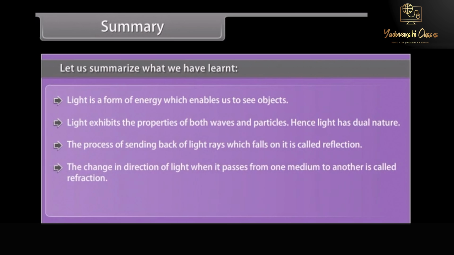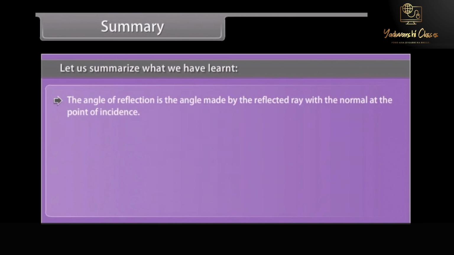The change in direction of light when it passes from one medium to another is called refraction. The angle of incidence is the angle made by the incident ray with the normal. The angle of reflection is the angle made by the reflected ray with the normal at the point of incidence. The angle of incidence is equal to the angle of reflection.